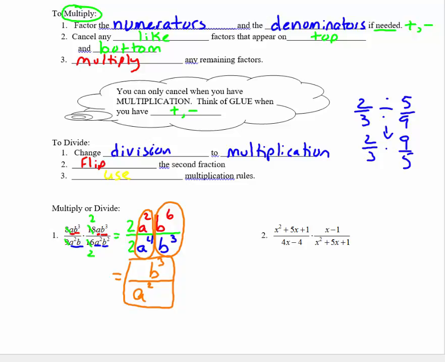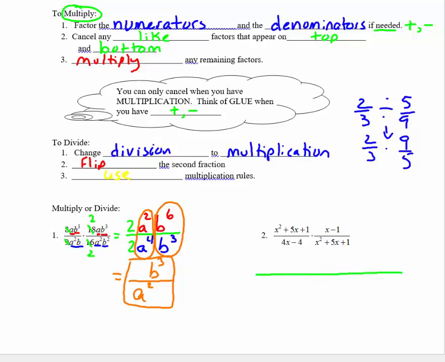So let's look at number 2. X squared plus 5x plus 1 all over 4x minus 4 times x minus 1 all over x squared plus 5x plus 1. So what's the first step if we're supposed to multiply? Is to start trying to factor.